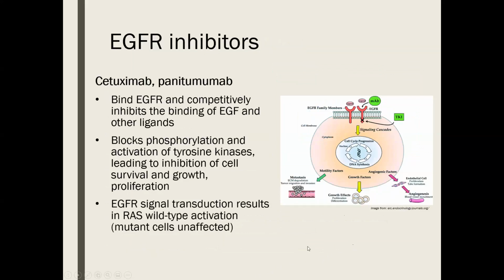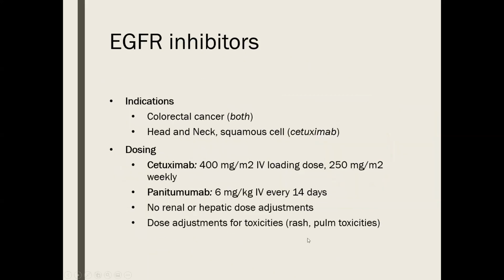Our next class of targets include the EGFR inhibitors. If you spend any time in the GI clinic, you'll know about cetuximab and panitumumab. These products bind to EGFR and can competitively inhibit the binding of EGF and other ligands. They block the phosphorylation and activation of the tyrosine kinases, leading to inhibition of cell survival and growth. And then this signal transduction results in a RAS wild-type activation, whereas, as importantly noted here, mutant cells are unaffected by these products. So these should only be used for those who are identified as wild-type.